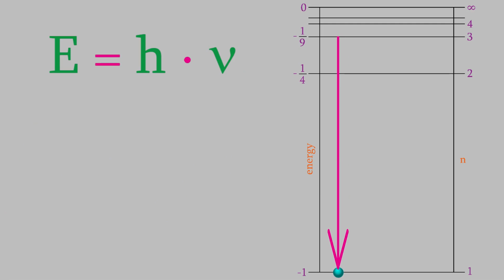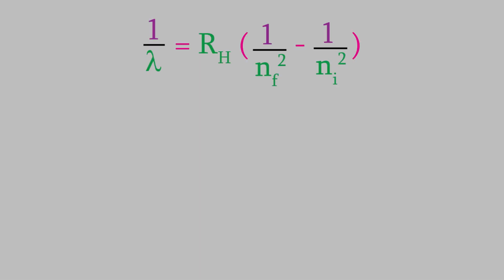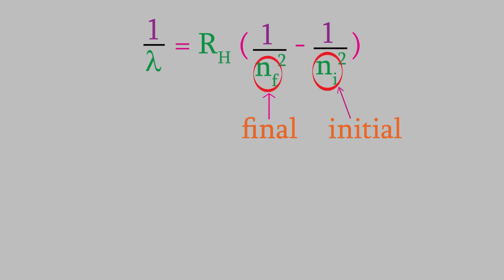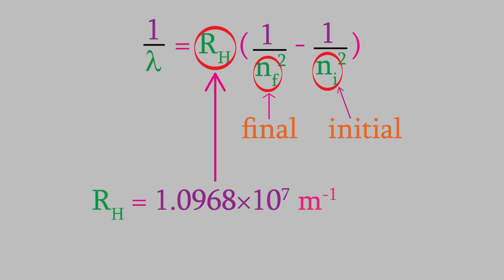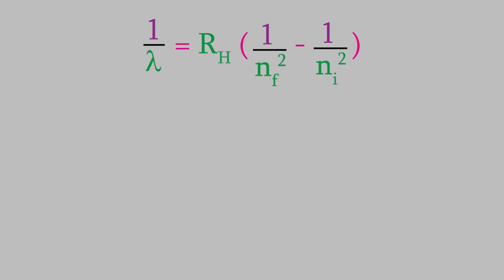And what color will that be? It turns out that we can determine that using this equation. In this equation, NF and NI are the final and initial levels of our electron, and RH is a constant called the Rydberg constant. It has a value of 1.0968 times 10 to the 7th meters to the minus 1 power. That's a number I'll give you on tests and quizzes, so you don't need to memorize it. The answer that we get, though, will be 1 over lambda, which you might remember is the symbol for the wavelength.